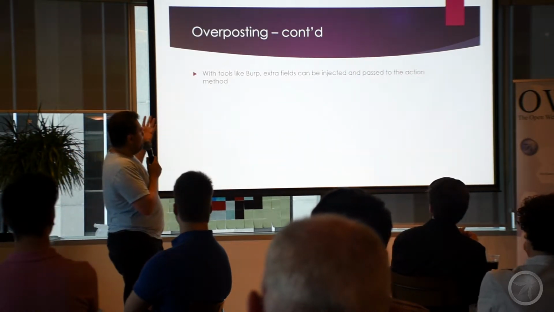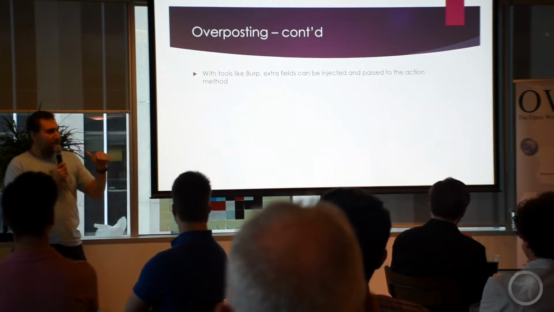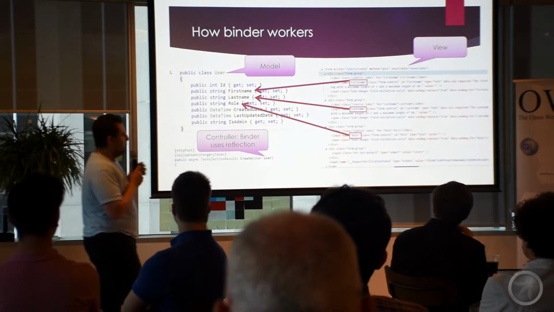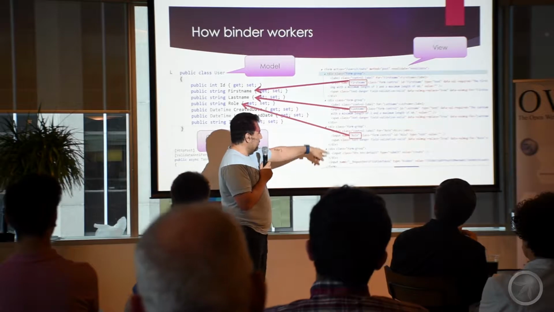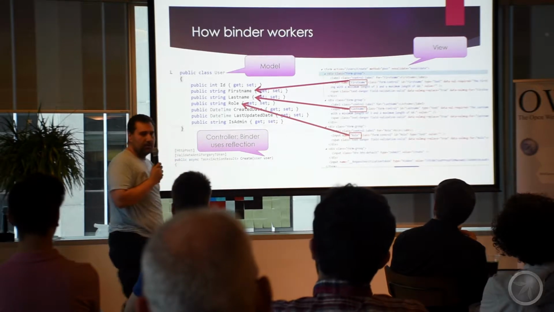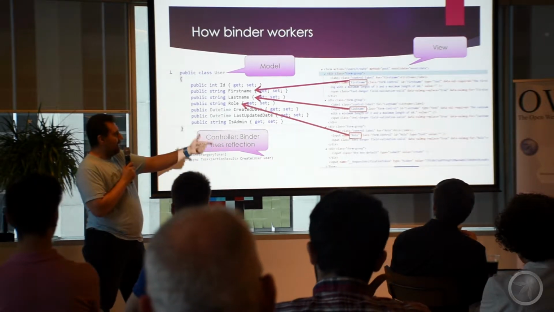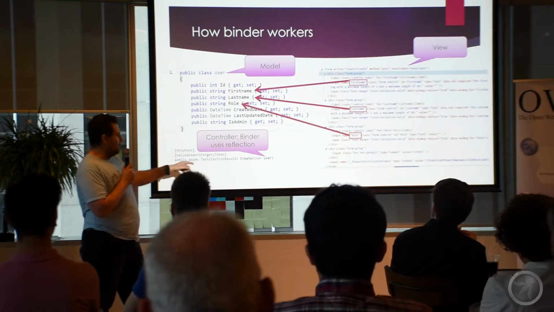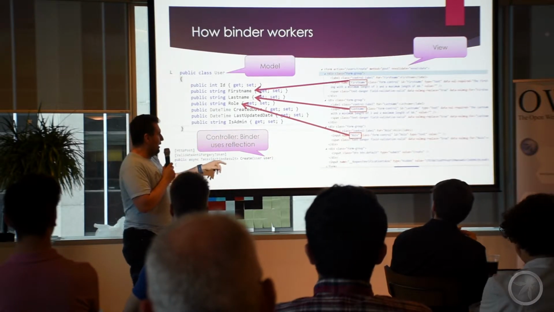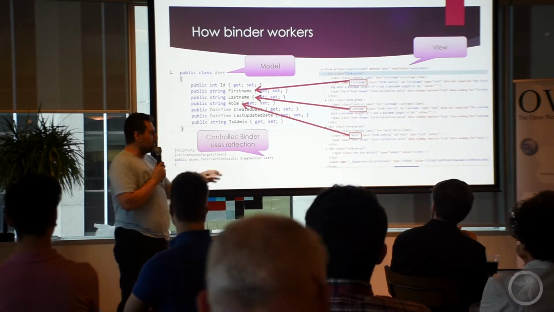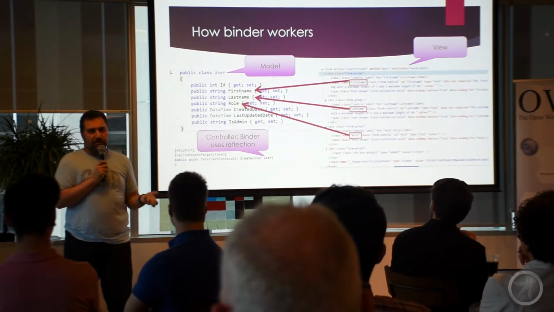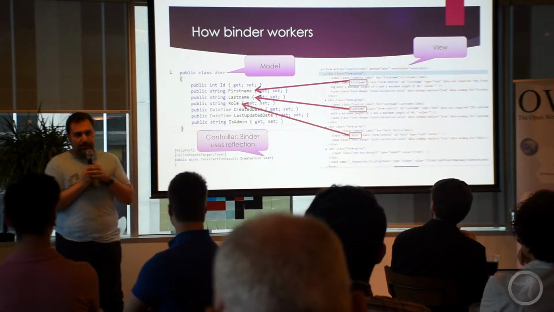So with tools like Burp, extra fields can be injected into the requests, like in the previous example, and passed to the action. In this example, the view is expecting first name, last name, and so on, but I can intercept that request and, for example, pass an isAdmin parameter in the request, and if the logic in the controller is expecting it, it will generate a different view or have a different workflow if the user is an admin. This is where the hacker can exploit this vulnerability.